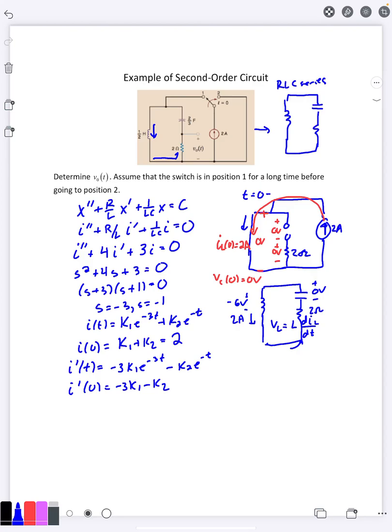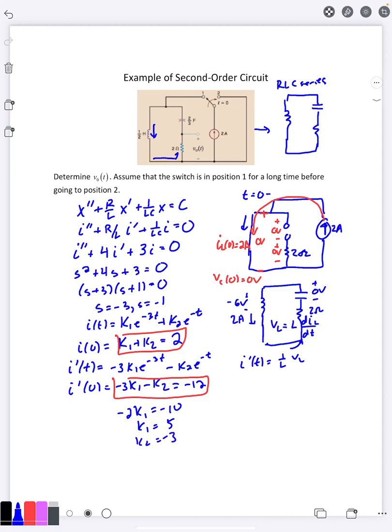Okay, so that means that I prime of t is 1 over L times VL. So I prime of 0 is negative 3k1 minus k2. It's 1 over L, so 1 over half, 2 times the voltage there, negative 6, means negative 12. We need to use these two equations to solve for k1 and k2. If I add them, the k2's cancel. We get negative 2 k1 is negative 10, so k1 is 5. That means k2 is negative 3.